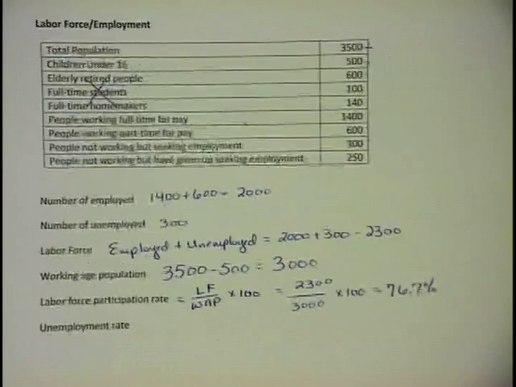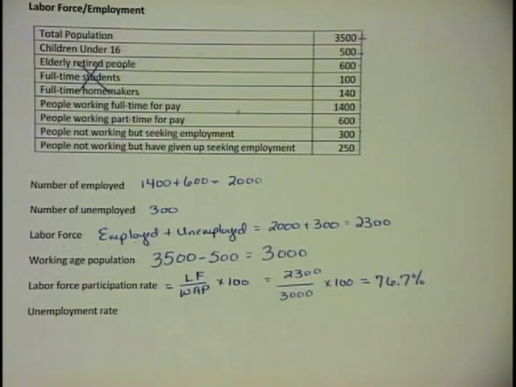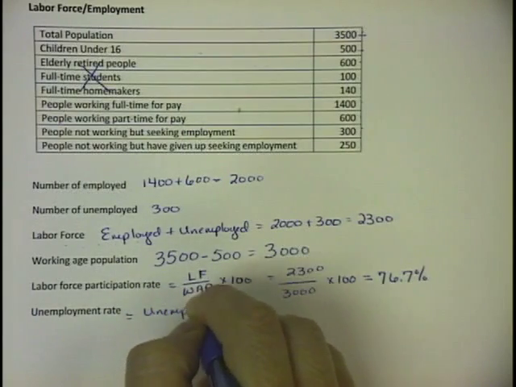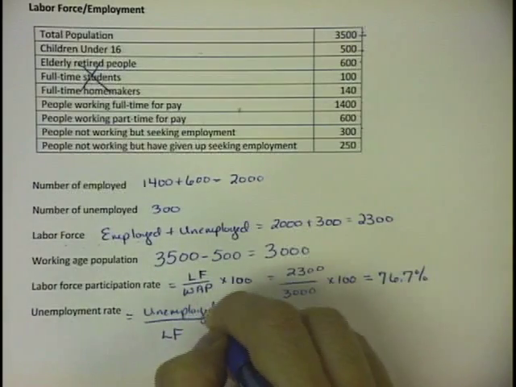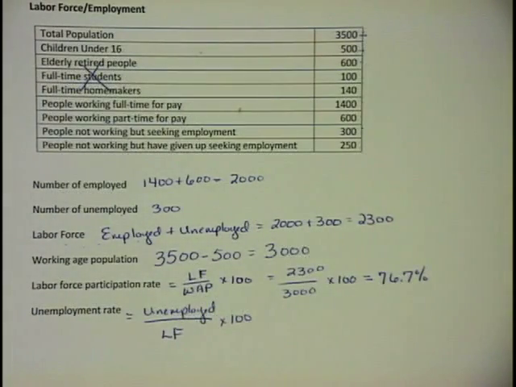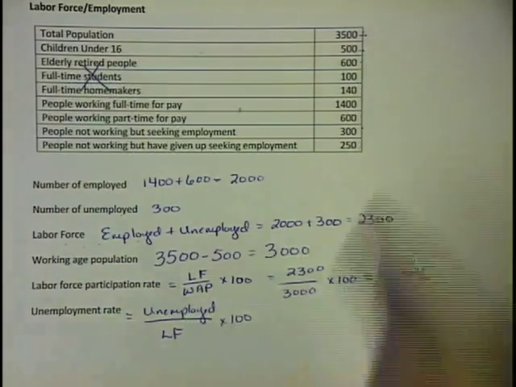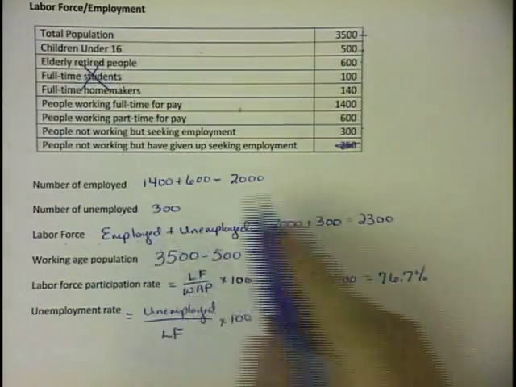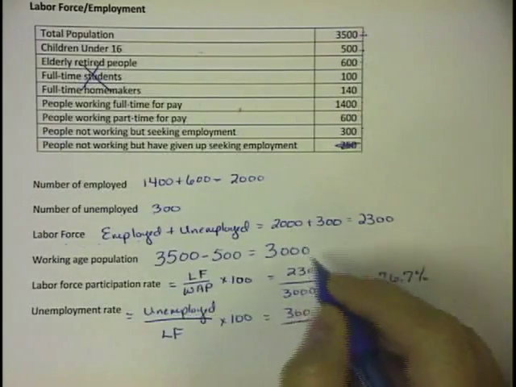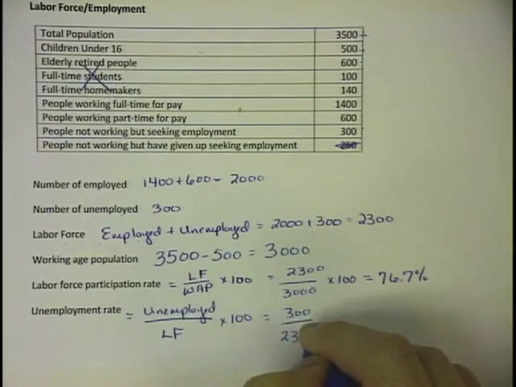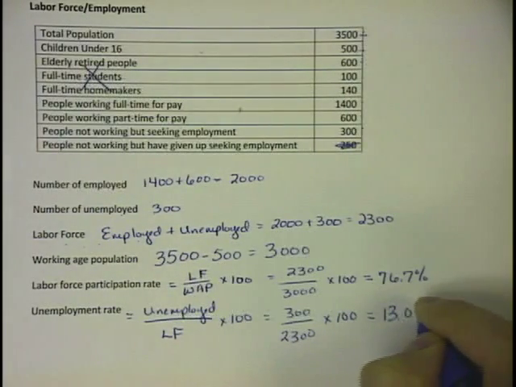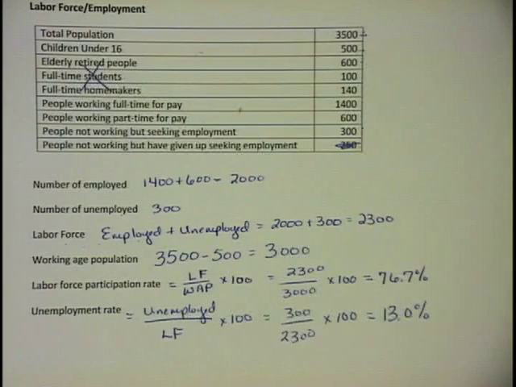Okay. Now the last statistic we want to calculate is the unemployment rate. And the unemployment rate is the unemployed divided by the labor force. We're going to multiply that by 100. Now remember, the unemployed does not include those that have not sought employment. So this group down here, they're not part of that. They're not going to be included. So the unemployed, we already set up here, is 300. The labor force we calculated at 2,300. We're going to multiply that by 100 to make it a percentage, and that's going to be 13.0%.